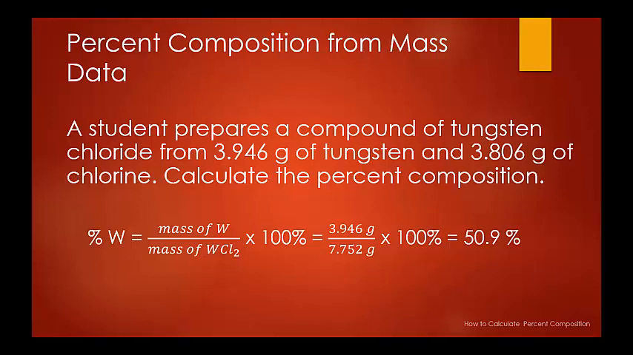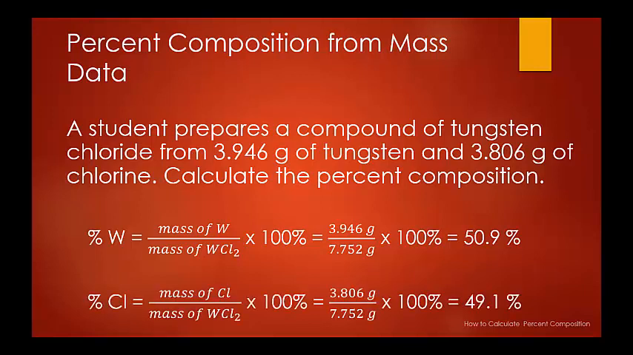Okay, so you should have done the same type of calculation, except instead of the mass of the tungsten, we now inserted the mass of the chlorine, and with 3.806 grams over 7.752 grams times 100%, you should have ended up with 49.1%. Little tip here, right? If you're doing all of the elements in a compound, what should they all add up to? That's right. All of them should add up to 100%.